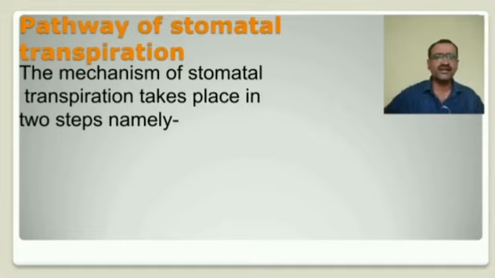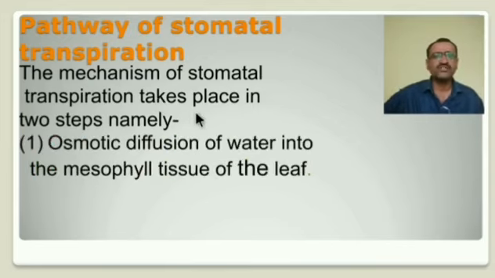Let us see here. The mechanism of stomatal transpiration takes place in two steps, namely, the first one is osmotic diffusion of water into the mesophyll tissue of the leaf. This is the first part. This is the first mechanism, osmotic diffusion.